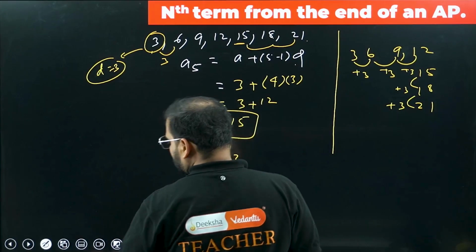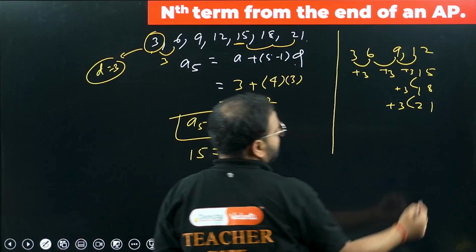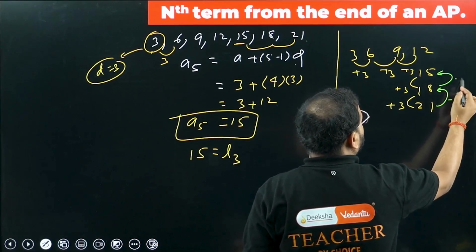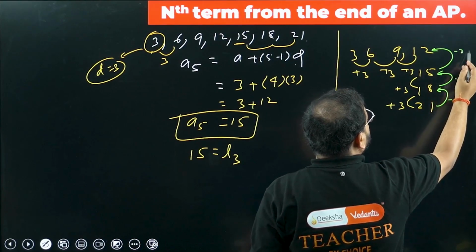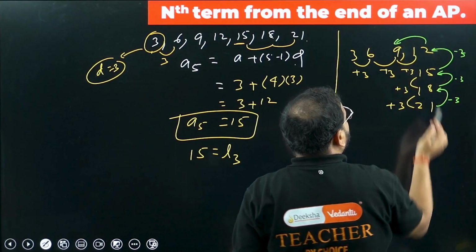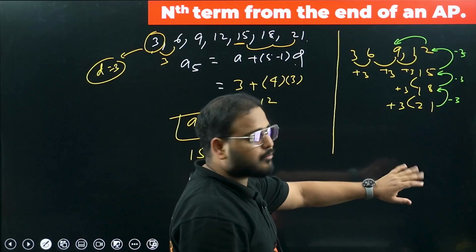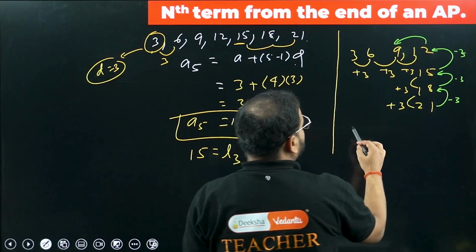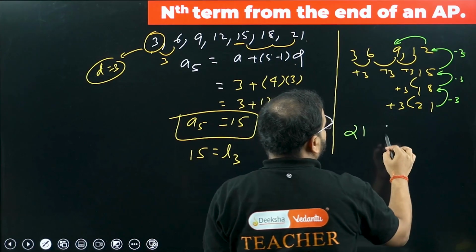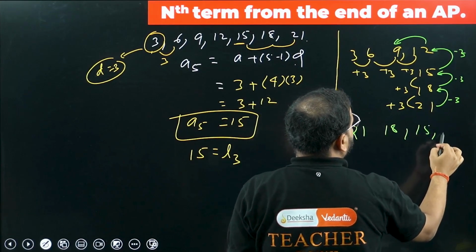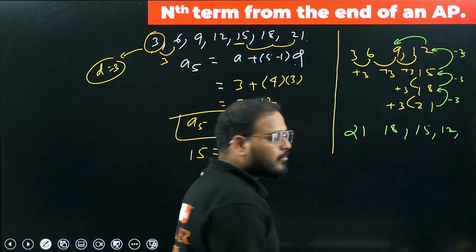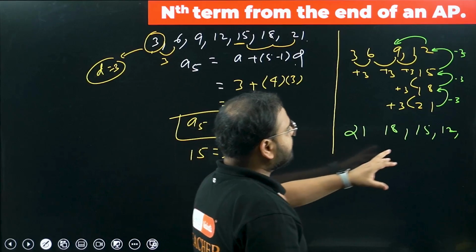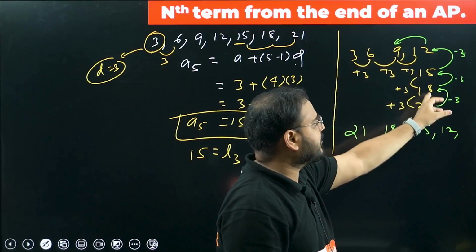But if I want to go backwards, 21 to 18, so minus 3. 18 to 15, again minus 3. 15 to 12, minus 3 again, and like that. So if I'm moving from the last term to the previous term, the common difference is minus 3. So I can reverse this and write it as 21, 18, 15, 12, and so on. Writing from the last or from the first means the same thing.